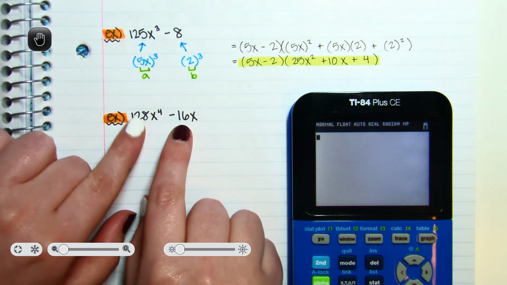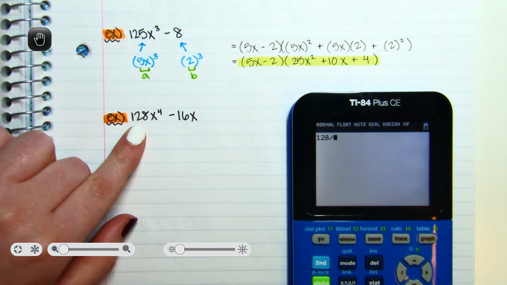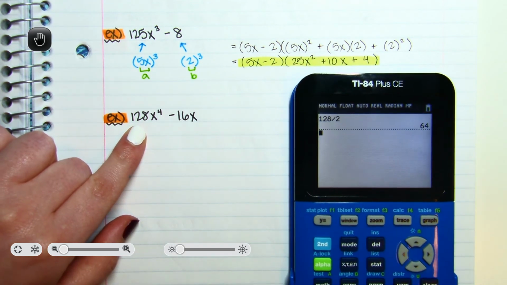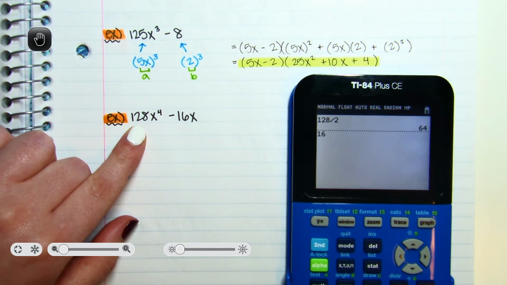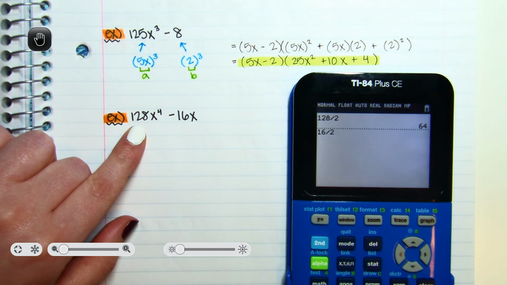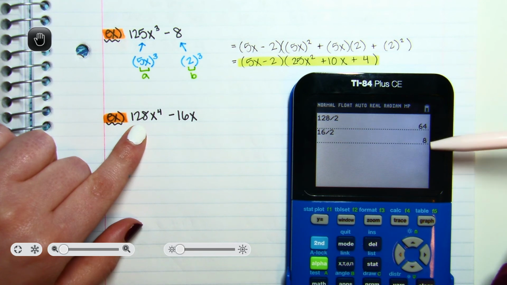So we know that these are both even, which means 2 goes into them. So 128 divided by 2 is 64, which is a perfect cube. And 16 divided by 2 is 8, which is also a perfect cube. But do 64 and 8 also have something in common that goes into them? You should have said yes. 8 still goes into both of these.